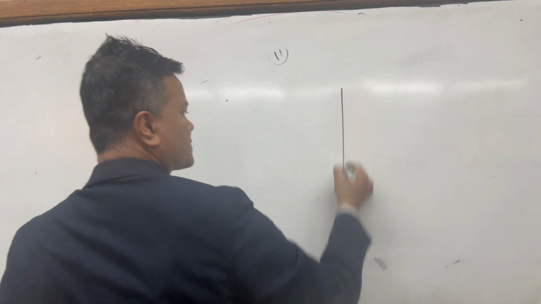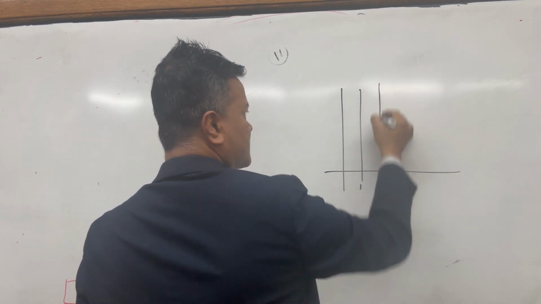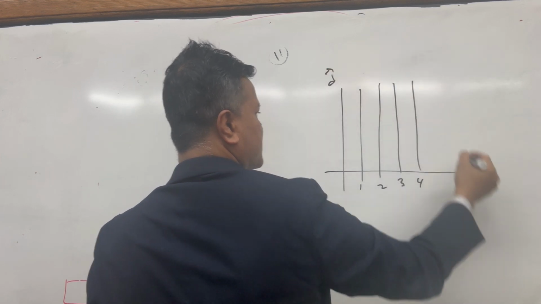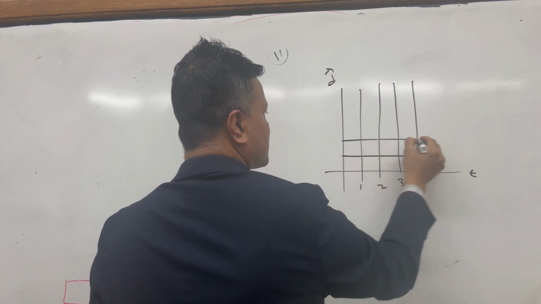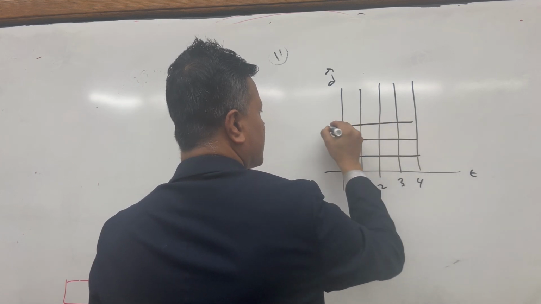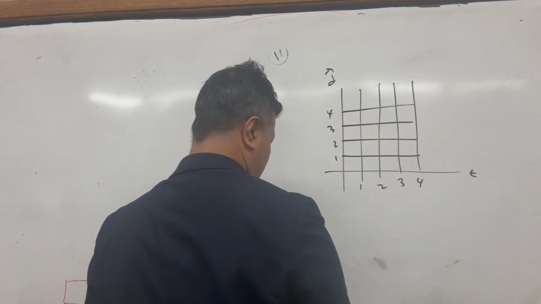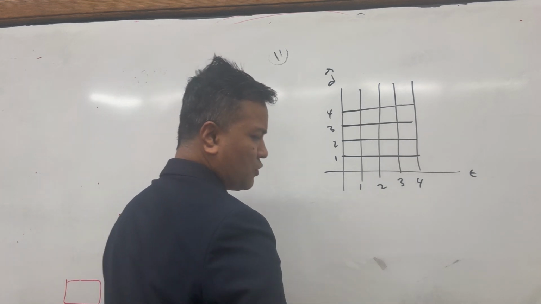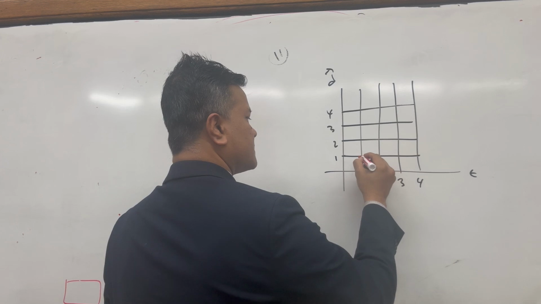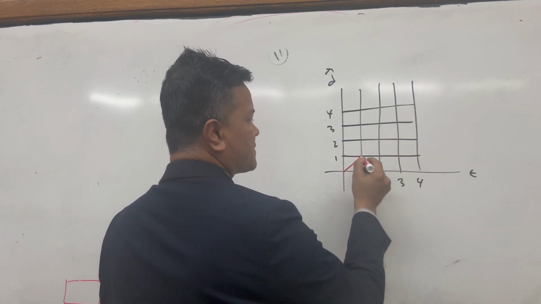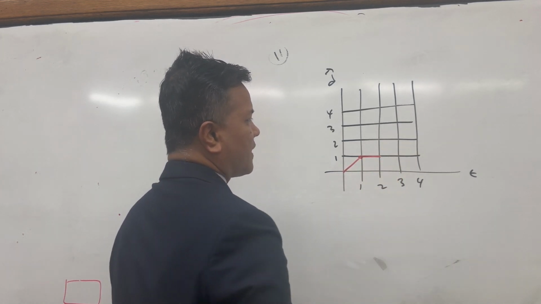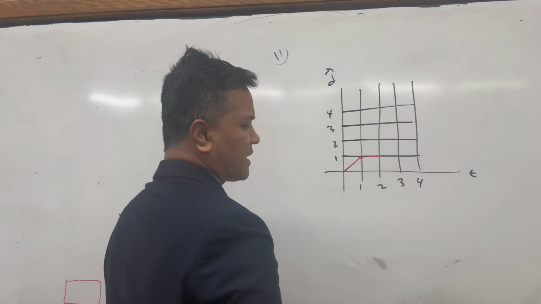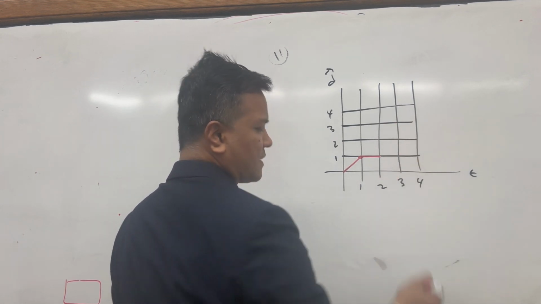Now you have displacement versus time, with 1 second, 2 second, 3 second, 4 second, and 1 meter, 2 meter, 3 meter, and 4 meter. So what are you doing? You are moving with constant velocity 1 meter per second, and then you are resting for 1 second, and then you are, of course, with constant negative acceleration, moving how much?